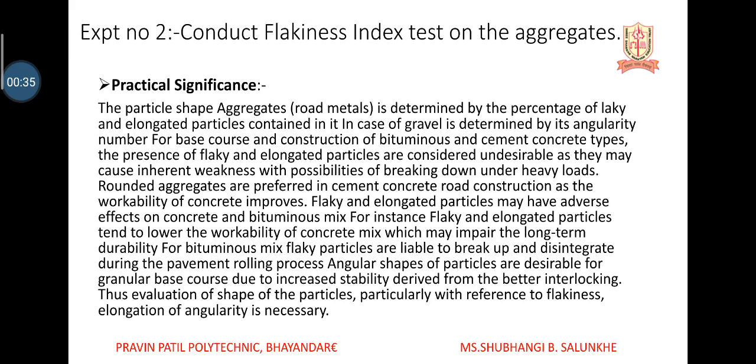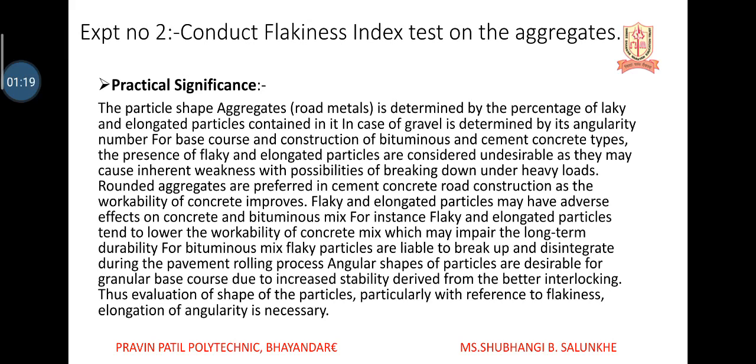Specification, let us go through the practical specification. The particle shape of the aggregate road metal is determined by the percentage of the flaky and elongated particles contained in it. In the case of gravel, it is determined by its angularity number. For a base course and the construction of bitumen and cement concrete road types, the presence of flaky and elongated particles is considerably undesirable, as they may cause enhanced weakness with the possibility of breakdown under a heavy load.